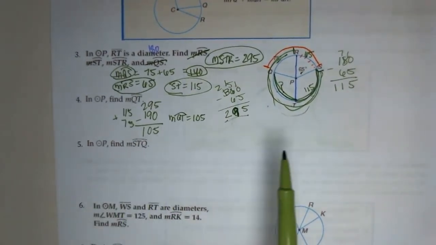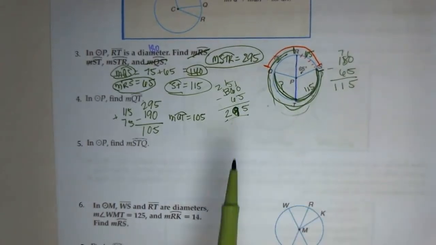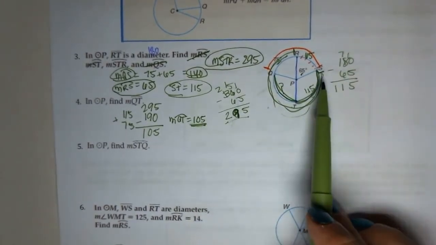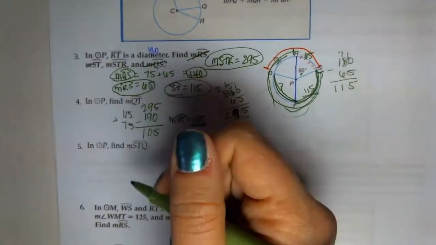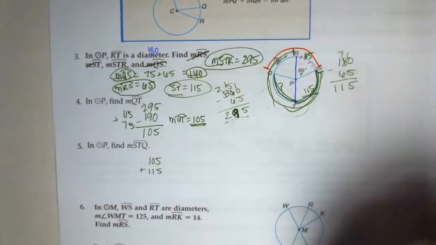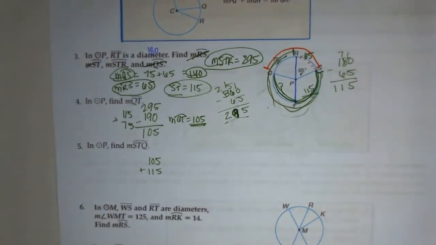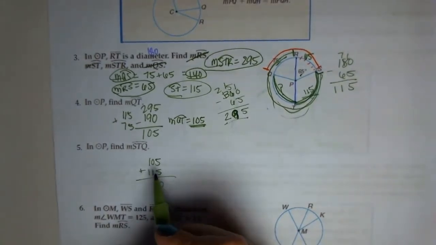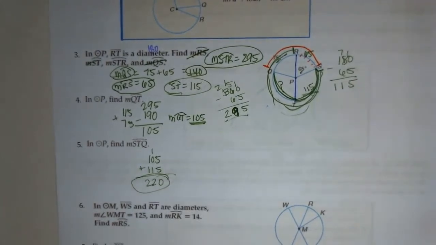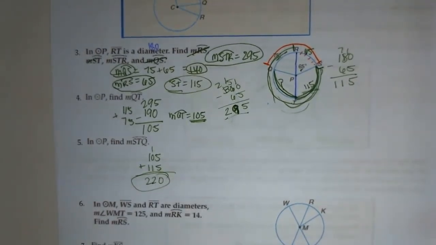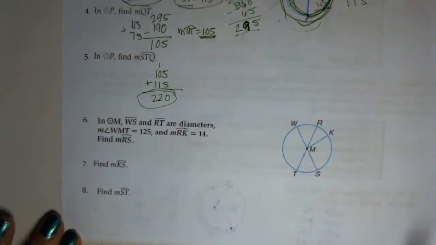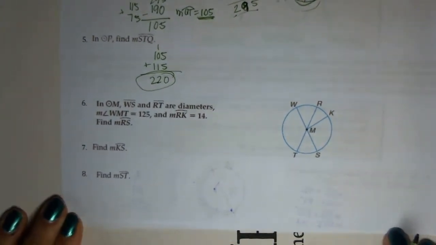All right, down this one. Circle P, find STQ. We know what QT is now, we know it's 105, and we already know what ST is, it's 115, so we just have to add them up. All right, and we get 220. All right, one more example. Sorry, these are long notes. These take a little bit, and they're a little tricky.